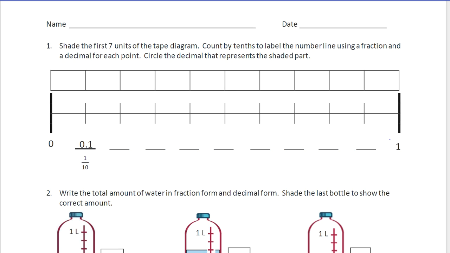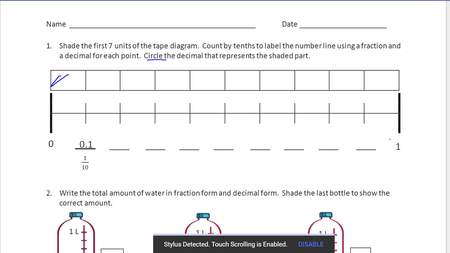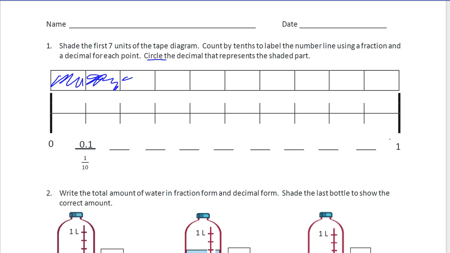All right, so number 1 says to shade the first 7 units of the tape diagram, count by tenths to label the number line using a fraction and a decimal for each point. Circle the decimal that represents the shaded parts. Okay, so we want to shade the first 7. 1, 2, 3, 4, 5, 6, 7. Okay. Then it says count by tenths to label the number line using a fraction for each decimal point.